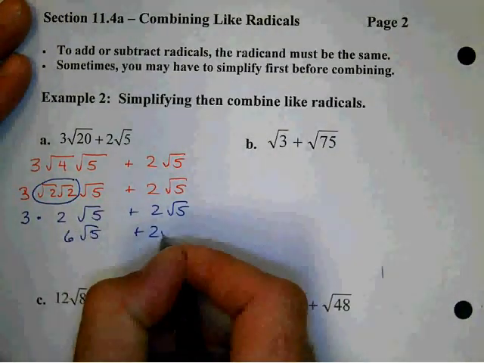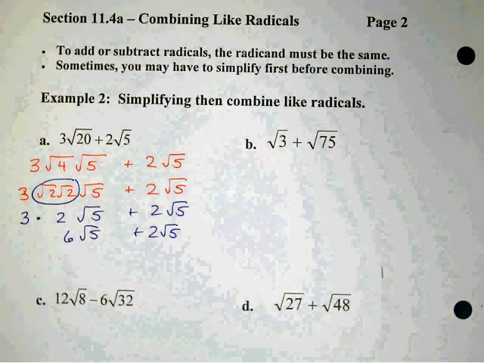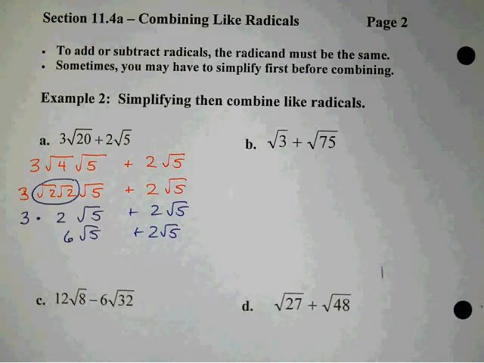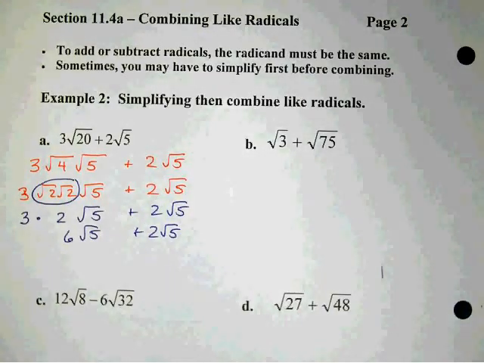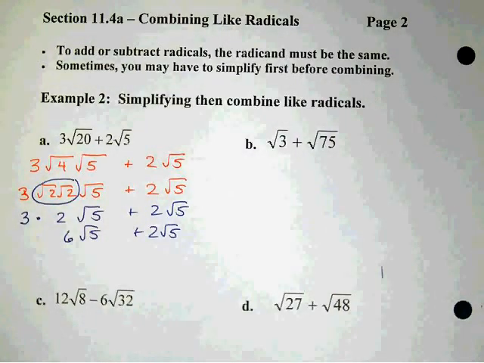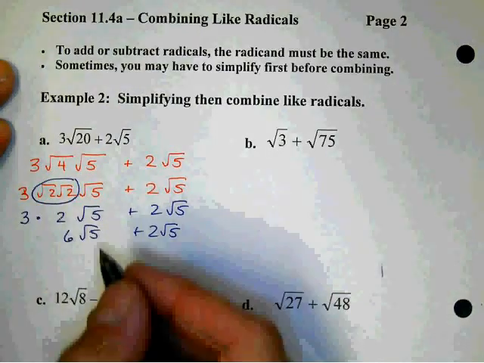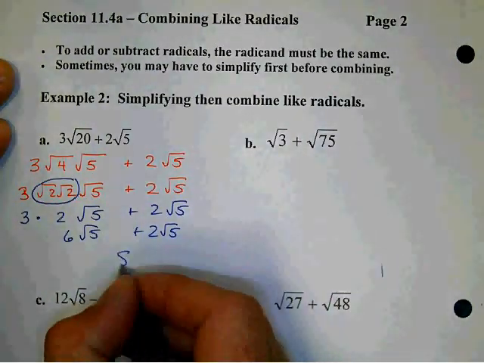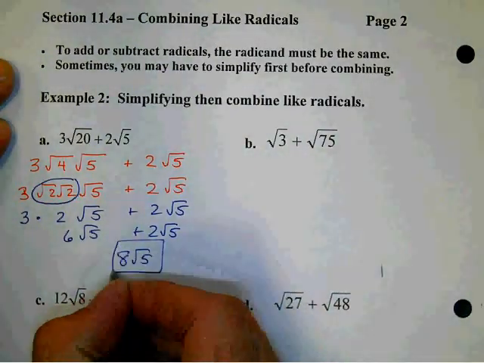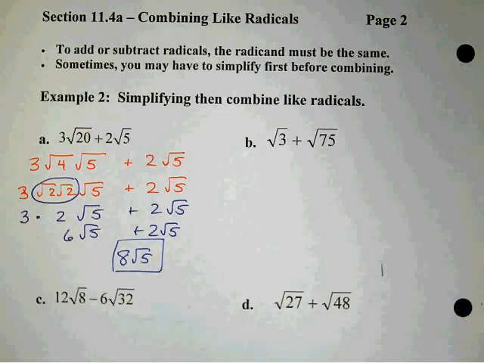Now, do I have the same radicand? Yes. So now can I combine them? Yes. All right, James and Ryan, what do you think? 6 square root of 5 plus 2 square roots of 5. Do you agree, James? Okay. 8 square roots of 5. Bingo. When are you allowed to combine radicals again? When they're the same. What's the same? Radicand. The radicand.